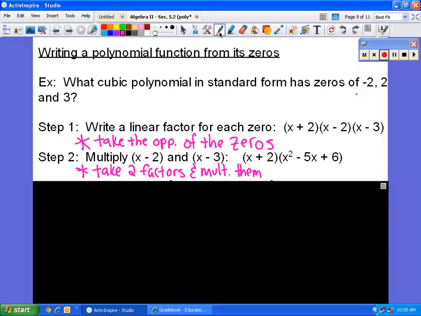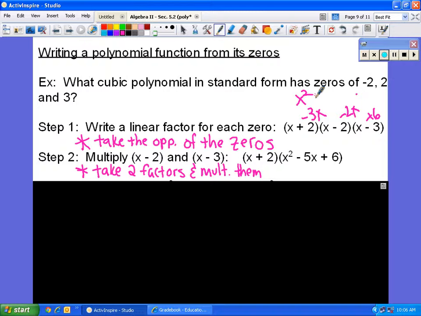No, I'm FOILing these. X times x is x squared. X times negative 3 is negative 3x. Negative 2 times x is negative 2x. And then negative 2 times negative 3 is positive 6. Yes, take the opposite. So here I have negative 3x and negative 2x combined to make negative 5x.